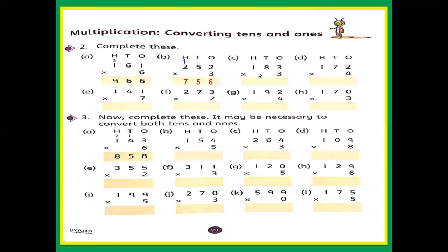C part. 183 multiply 3. So 3 threes are 9. 3 eights are, read the table of 3. 3 ones are 3. 3 twos are 6. 3 threes are 9. 3 fours are 12. 3 fives are 15. 3 sixes are 18. 3 sevens are 21 and 3 eights are 24.